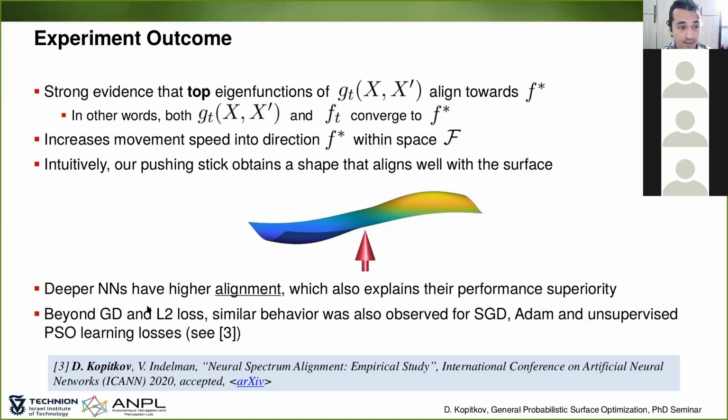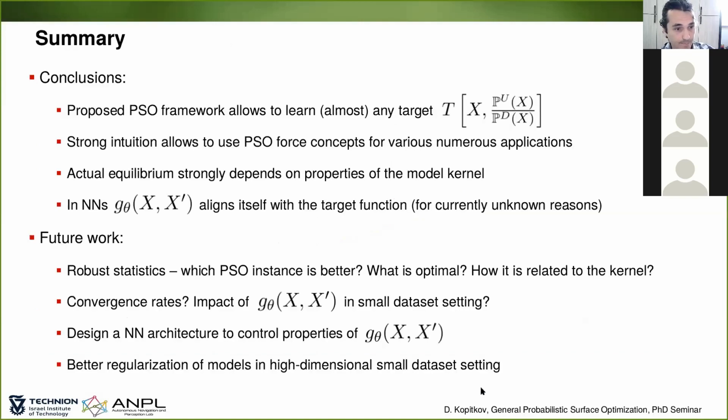Likewise, we saw that neural networks with more layers have higher alignment, which may explain their top performance. And we also saw the same alignment in SGD, Adam, and different learning losses. You can find more information in this paper here.